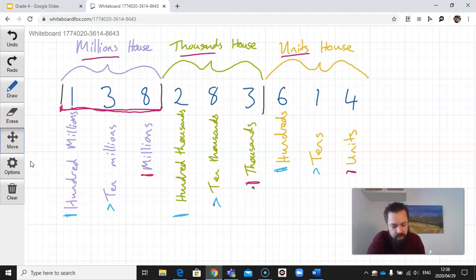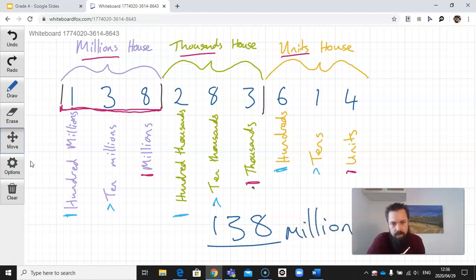If I wrote the number 138 like that, which is the numbers that are in my millions house, would you be able to read that number for me? Because if you can, 138, then this is actually not as difficult as it seems. Because all we need to do is read what's in the house and then name the house. So 138 million. That's how we read the first part of the number.